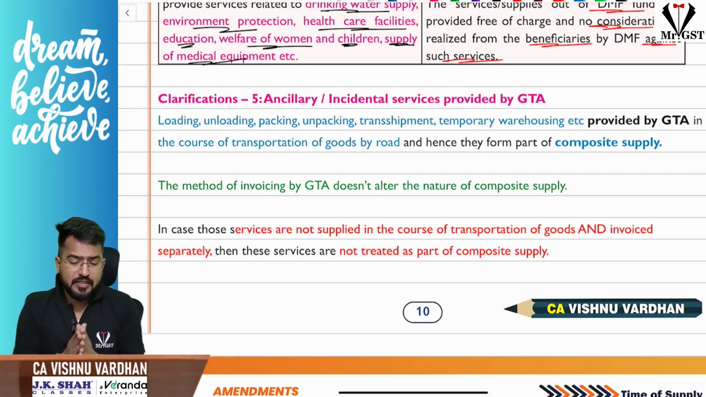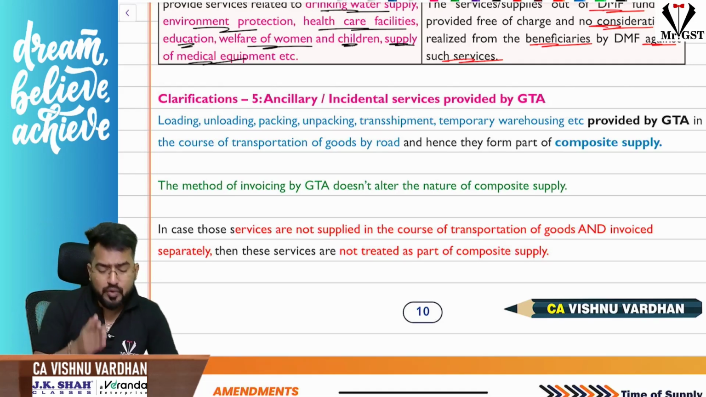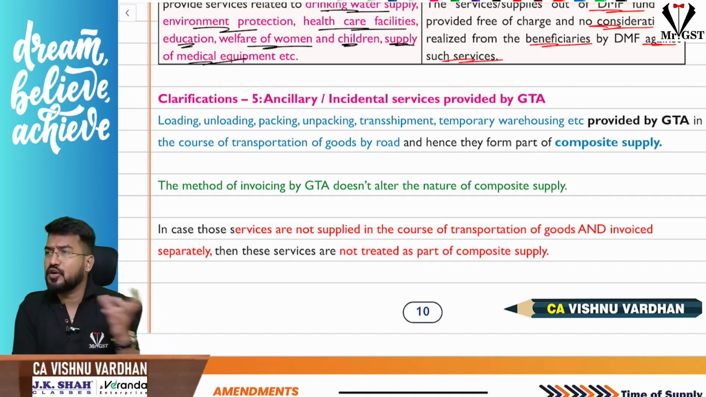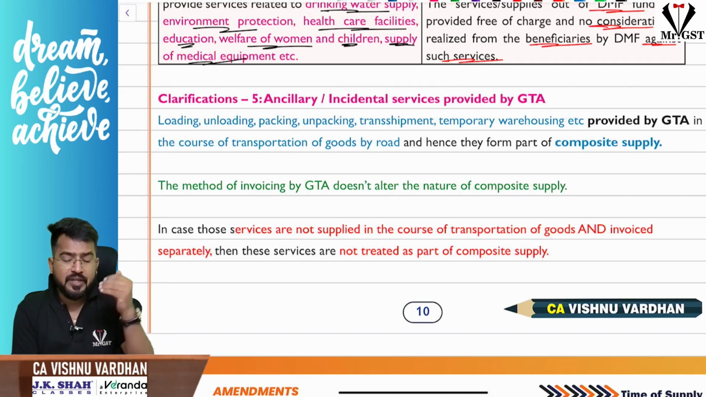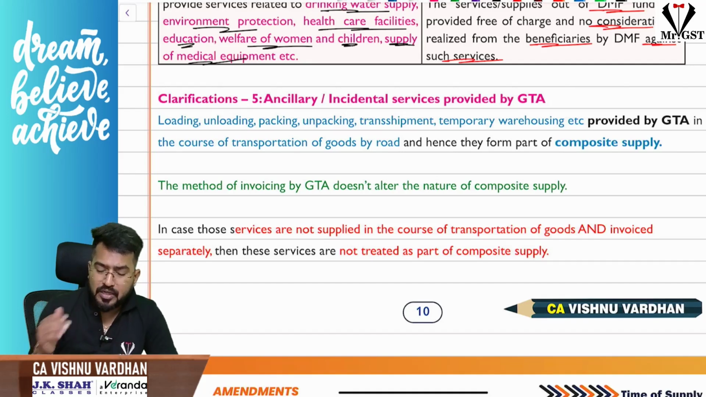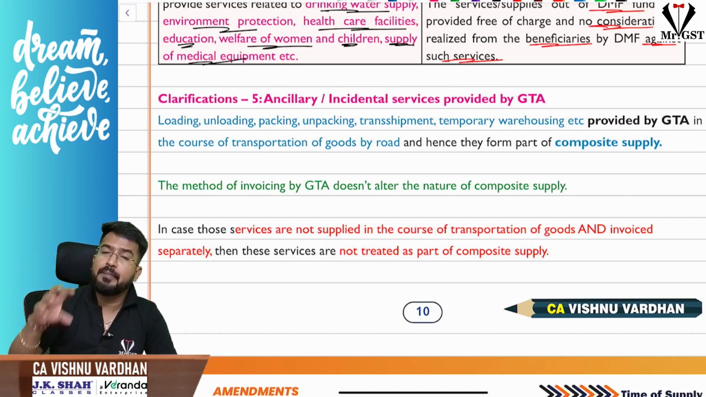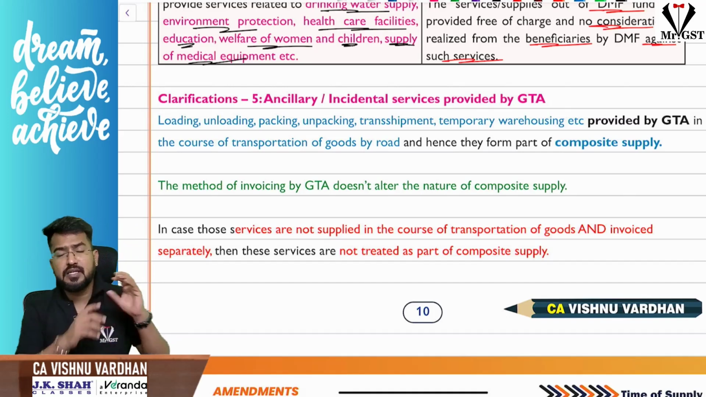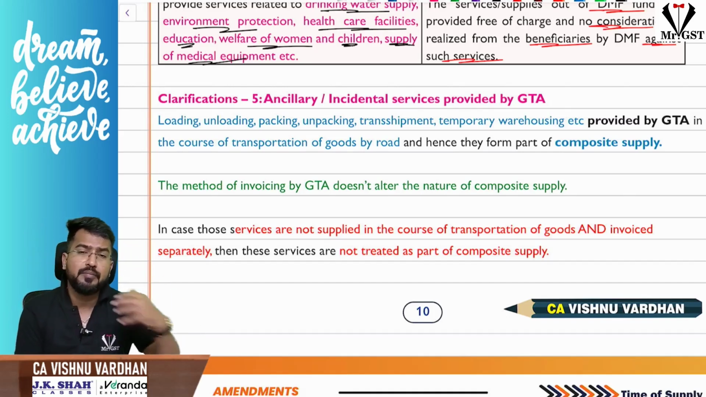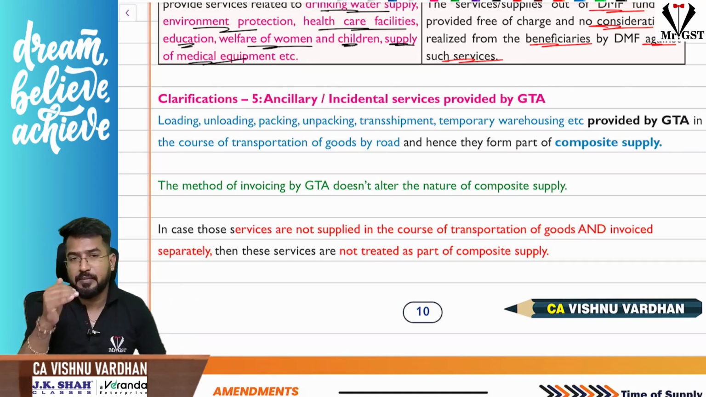You understand? The next one: if you remember, services provided in relation to GTA are exempt under GST. The loading, unloading, packing, unpacking, transshipment or storage, temporary warehousing of goods provided by GTA are part and parcel of transportation of goods by road. So these will form part of services provided by GTA and are taxed accordingly, no matter what method of invoicing is used by GTA. Suppose these are not provided as part and parcel of GTA services or transportation of goods, but are separately provided and invoiced, then they will be taxed accordingly.